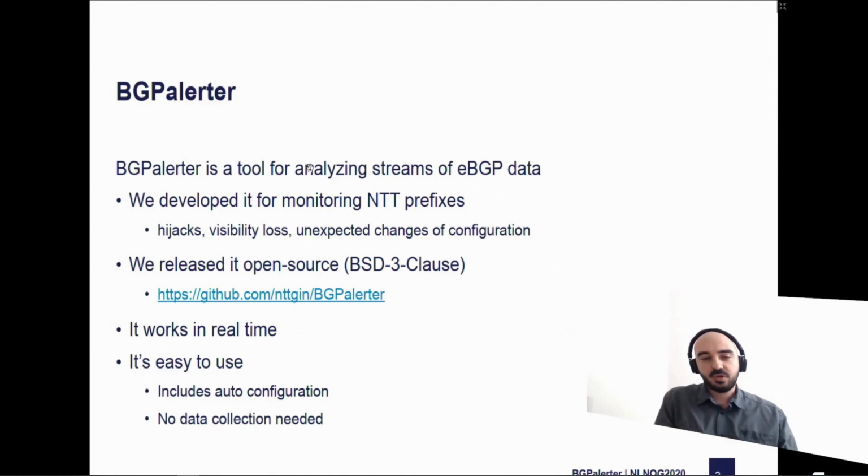So I'm sure that some of you already heard of this tool called BGPalerter. This is what we will use for the BGP monitoring. This is an open source tool released under BSD3 license. It's available in this GitHub repository here. And we developed it because we needed at least hijack detection and visibility loss and something easy to integrate with our system. After, we added a lot of other features that you can also benefit from. And it works in real time. You will get notified if something happens in a matter of seconds.